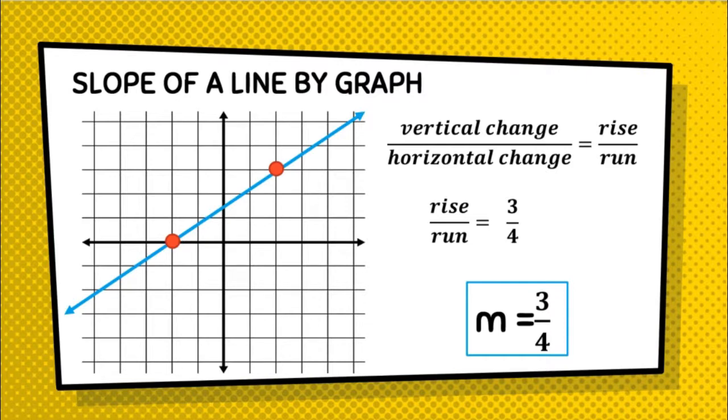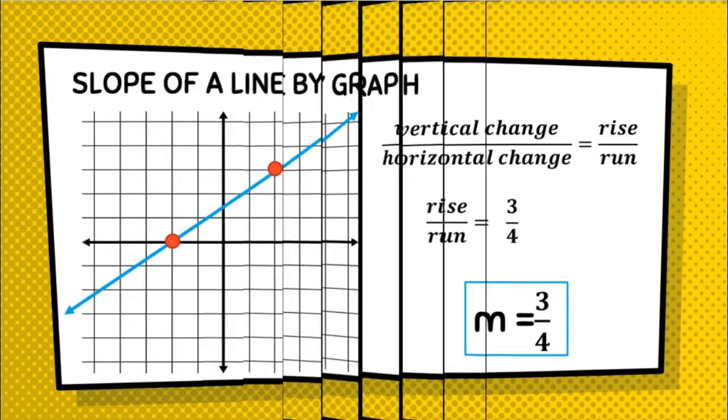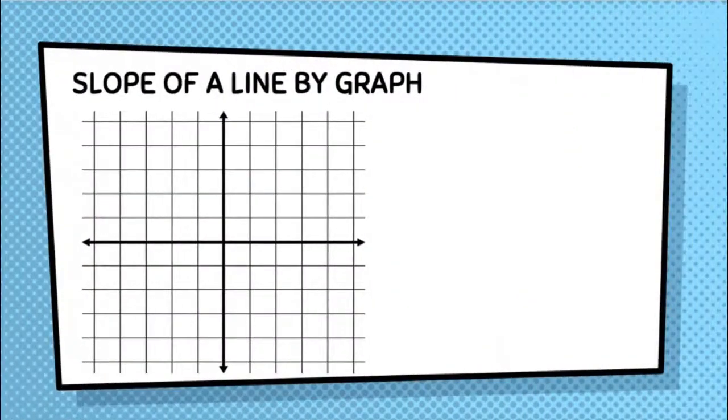Notice that the trend of our line from the graph is going up from left to right. That's why our slope is +3/4. Another example, we have the first point and the second point, connected by a line.